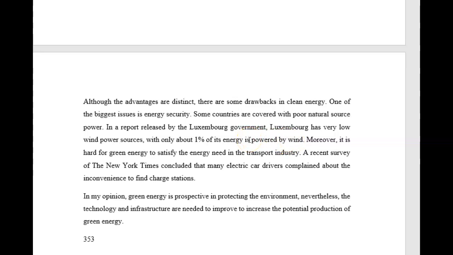Moreover, it is hard for green energy to satisfy the energy need in the transport industry. A recent survey of the New York Times concluded that many electric car drivers complained about the inconvenience of finding charge stations. Okay, I understand.